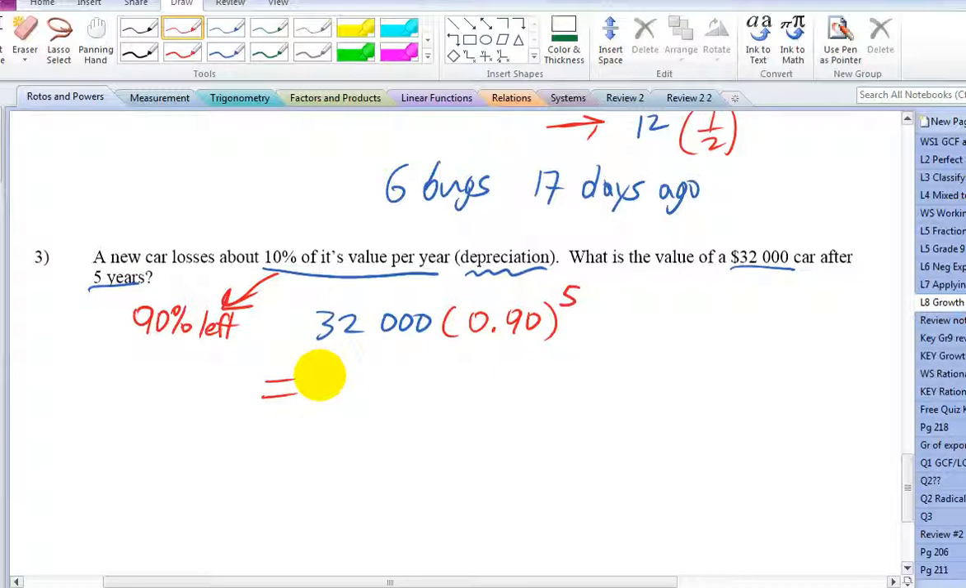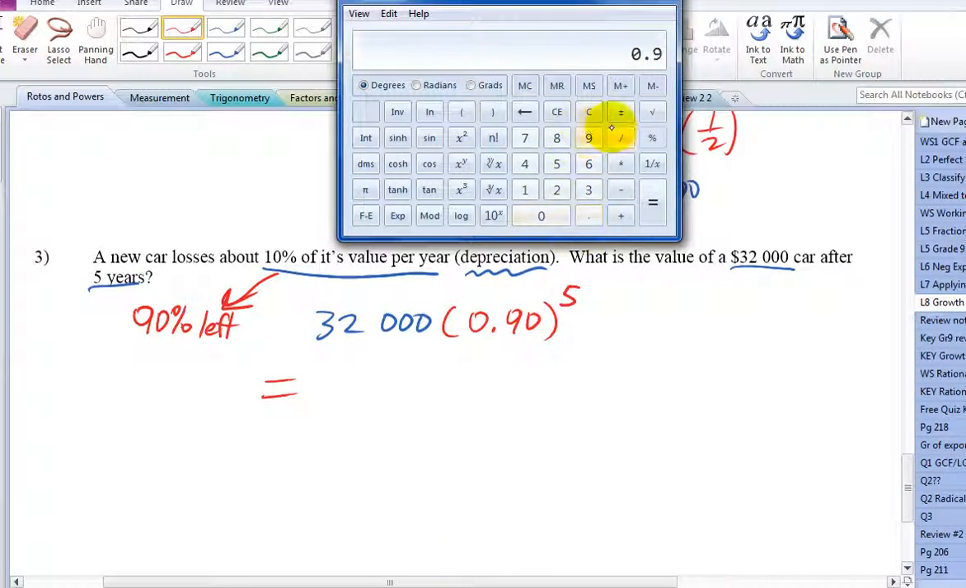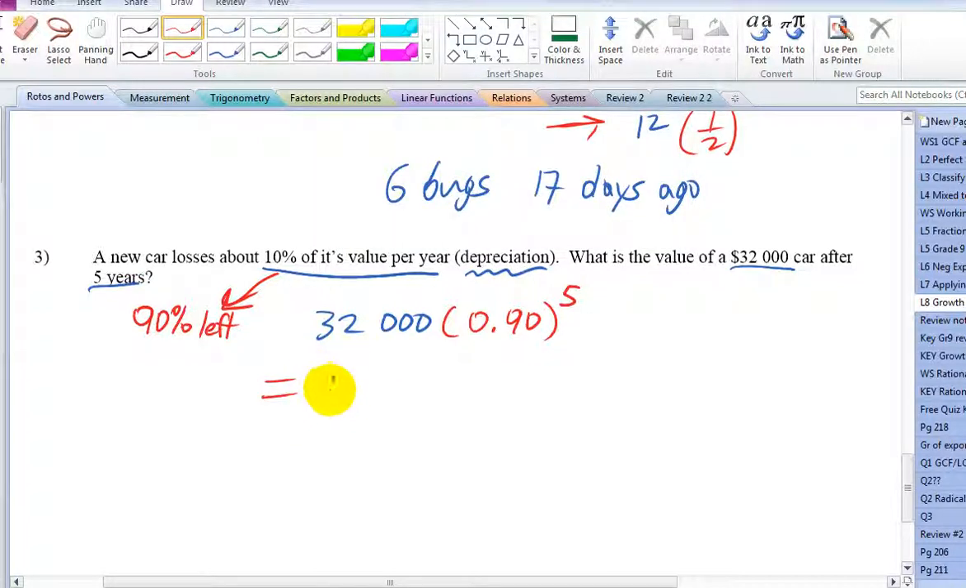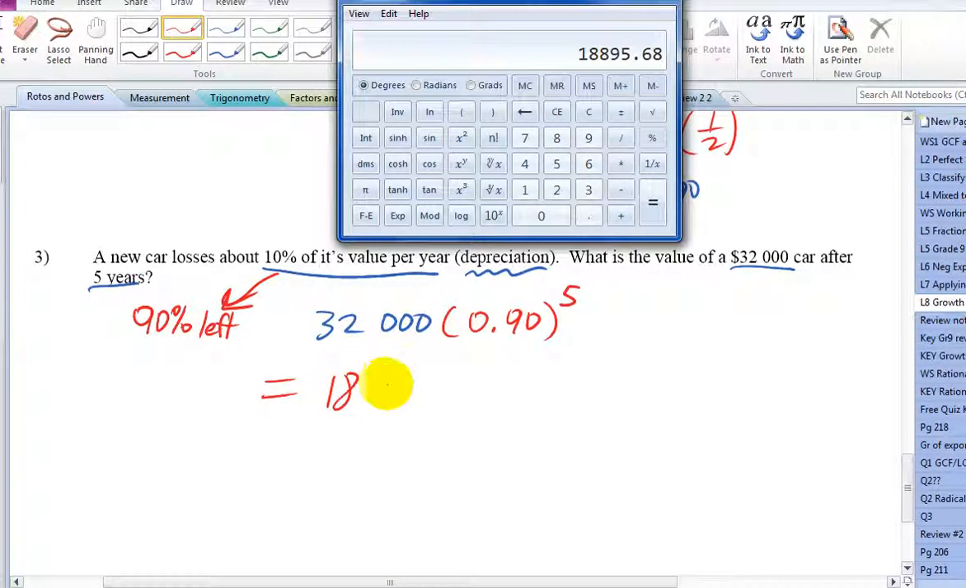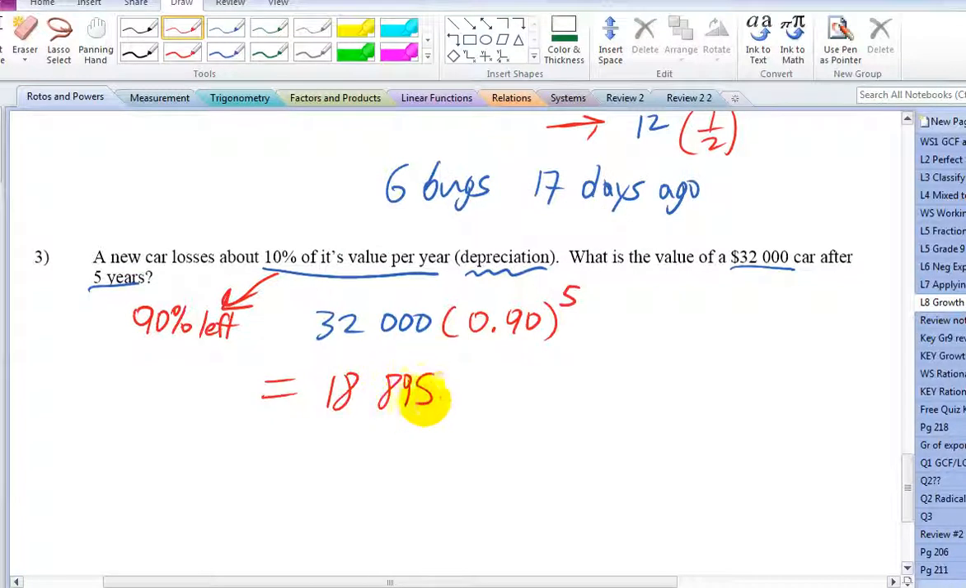So let's just see how much your fancy new car is worth now. Go to your calculator, find the number. And this is why you don't buy a new car, folks. 0.9 exponent 5 times 32,000 equals $18,895. Yep, and 68 cents. As soon as you drive the car off the lot, it's like boom, 10% gone, just like that. That hurts. At least it does for me.